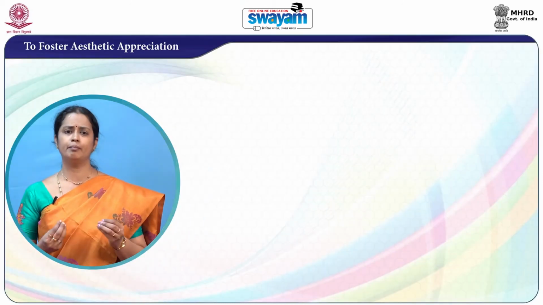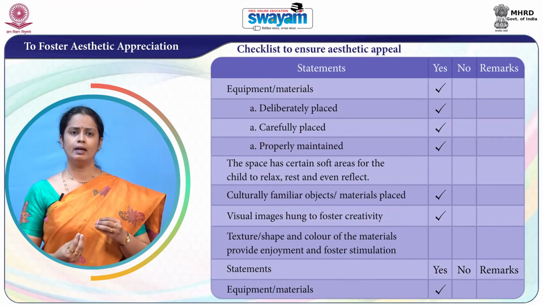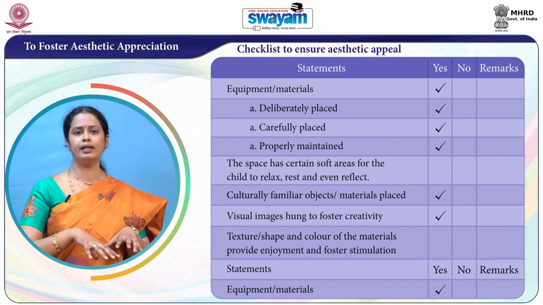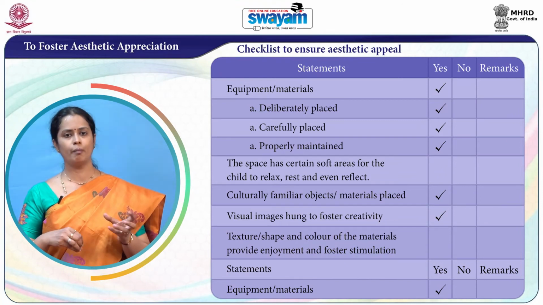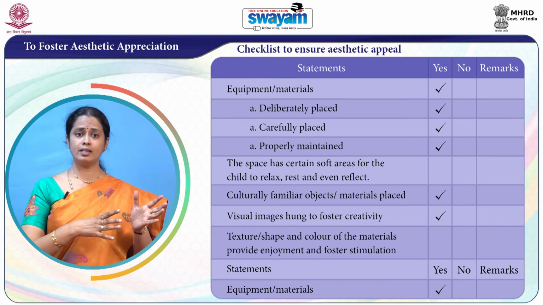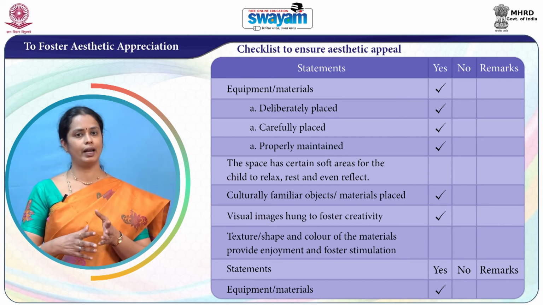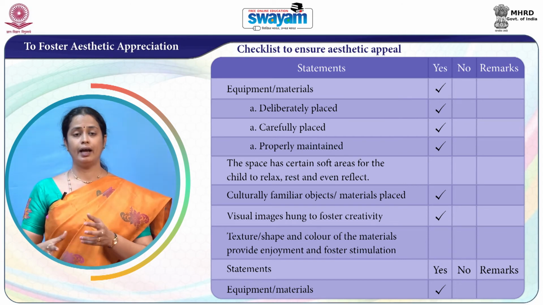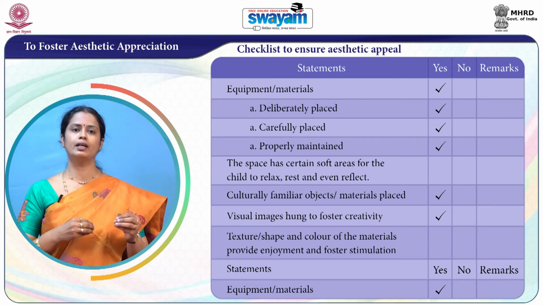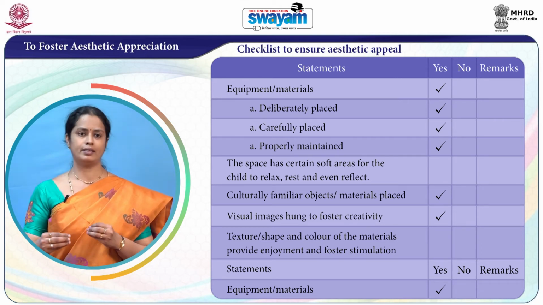Some of the statements in the checklist would be whether the equipment or materials are deliberately placed, carefully placed, properly maintained. The space has got certain soft areas for child to relax, rest and even reflect, and whether the materials depict the culturally familiar objects, etc.